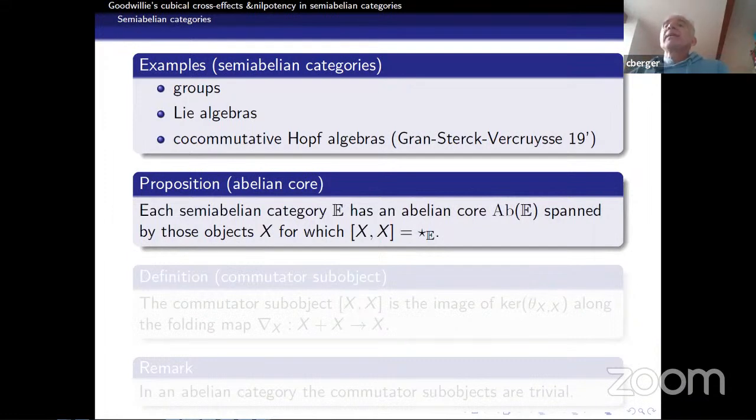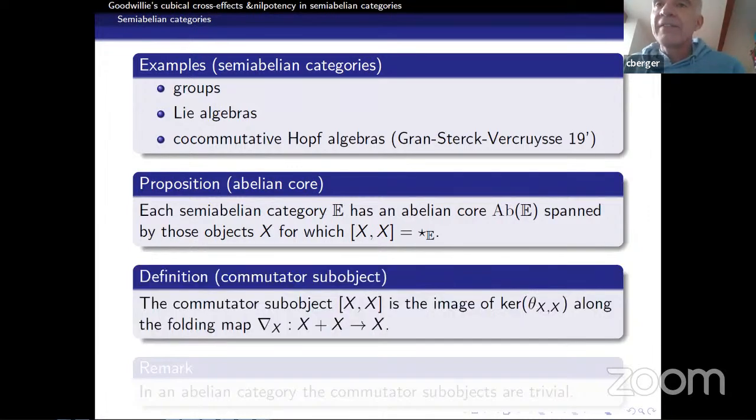Now, each semi-abelian category has an associated abelian category, which is often called the abelian core. The abelian core is spanned by those objects for which the commutator object is trivial. There is a very abstract way of defining this commutator subobject. It is the image of the kernel of the map from the sum of X with itself to the product of X with itself. So you take this kernel, and the image of this kernel along the folding map gives you a subobject of X, and this is the commutator subobject. You can check that for groups, it gives you precisely the commutator subgroup.